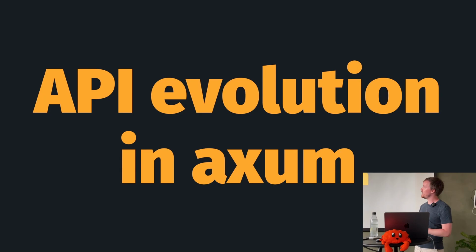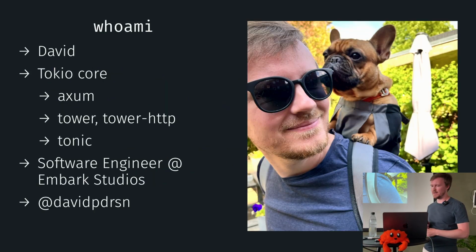So this is API evolution in Axum. My name is David. I'm part of the Tokio core team. I work on Axum, which is a web framework. I work on Tower and Tower HTTP as well, which is sort of the middleware service abstraction that underpins a lot of these libraries. And I've done a lot of work on Tonic as well, which is a gRPC implementation for Rust. By day, I work at Embark Studios, where I work on video games, and that is my handle on all the platforms, basically.